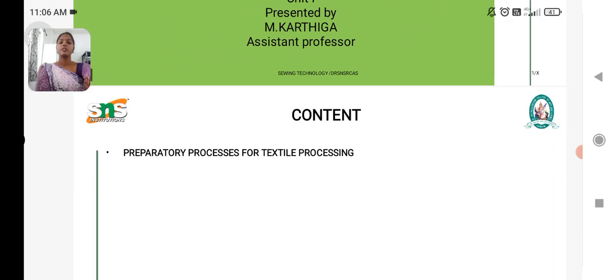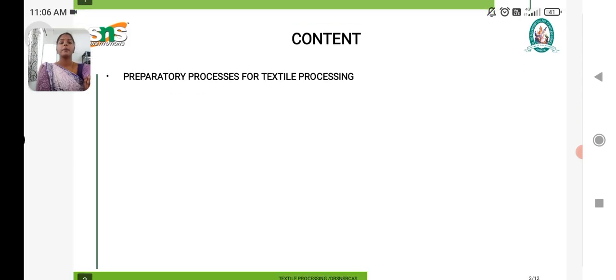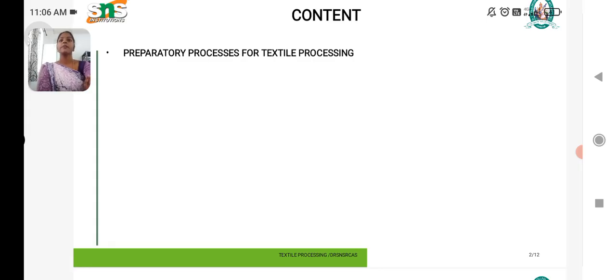Today we are going to see about the preparatory process for textile processing. There are many types, like dyeing, printing, and so on. Textile chemical processing involves processes like dyeing, printing, and finishing of textiles. However, the textile product first has to be cleaned up to make it receptive to the dyes and other chemicals.